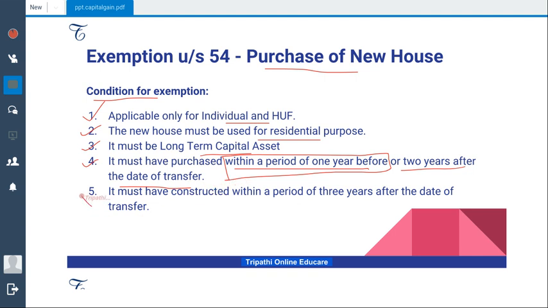Right? The fifth point, it must have been constructed within a period of 3 years after the date of transfer. So if you're going for a construction instead of buying a new house, then you will have to invest this capital gain, this 5 lakh rupees, into the construction of the new house within a period of 3 years.